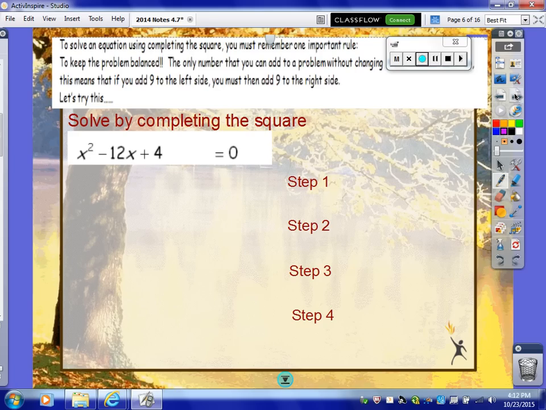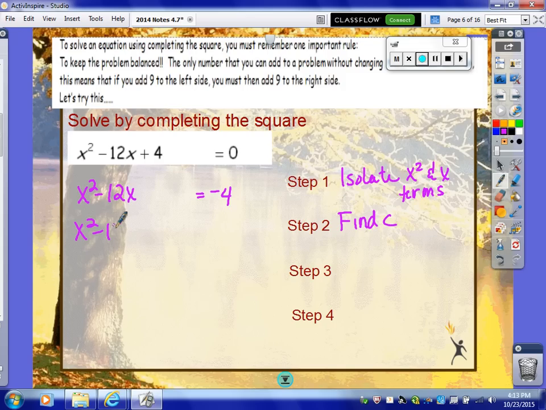All right, step number 1, we want to move that 4 because we want to isolate our x squared and x terms. So we're going to move the 4 over. So I'm going to have x squared minus 12x, leave yourself some space, negative 4. You'll see why we're leaving that space here in a second. All right, step 2, we need to find C.